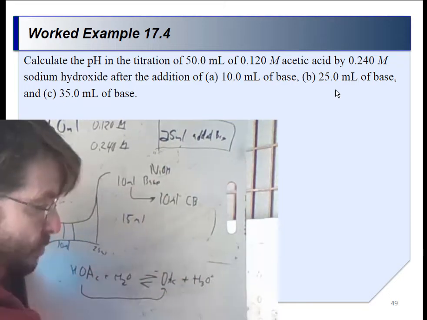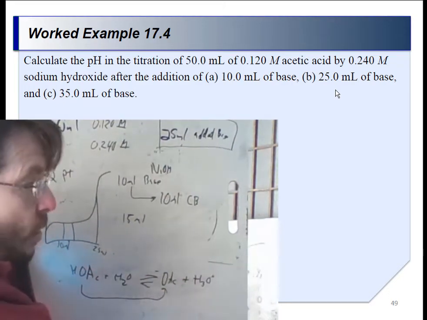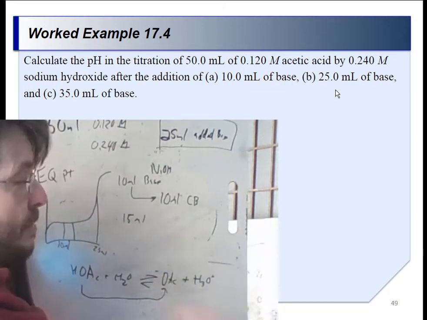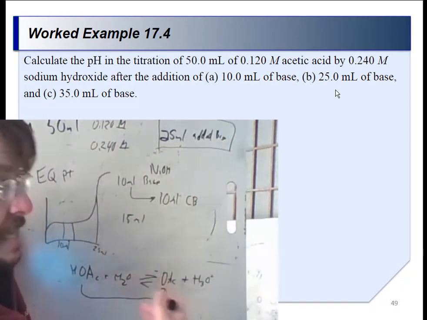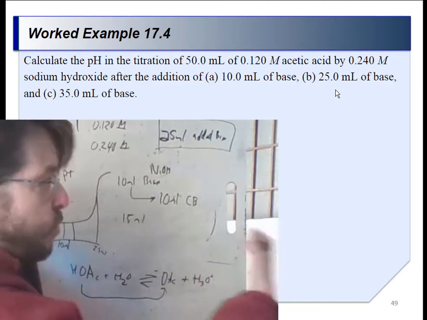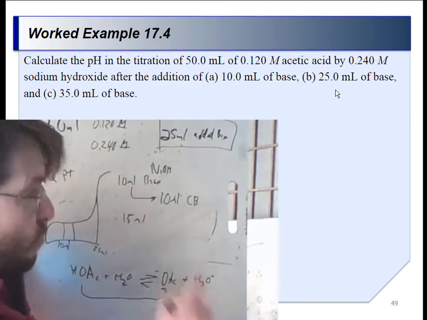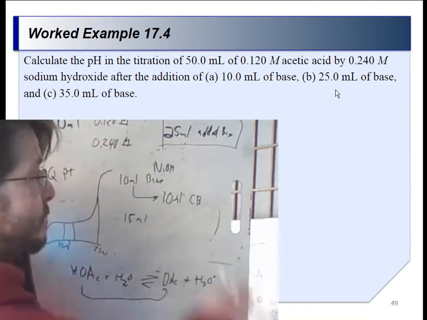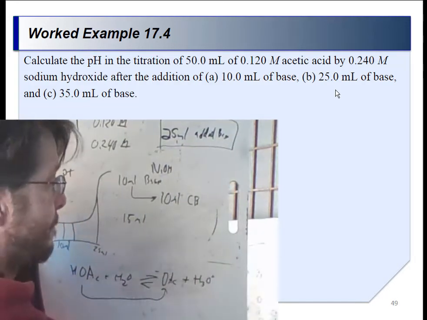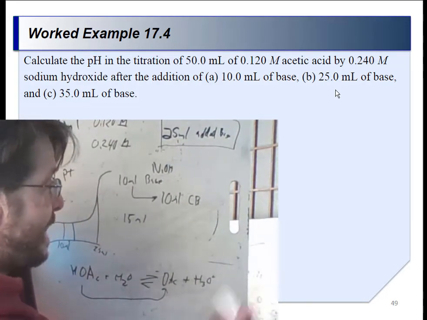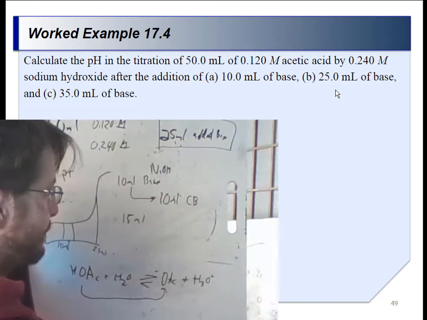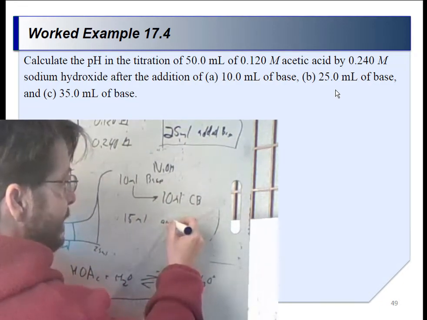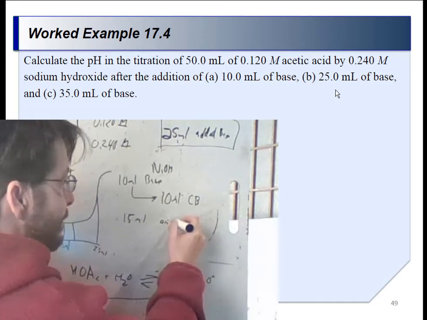Again, this is a conceptual idea. You can convert it all to moles if you like, and the process would be exactly the same. But this is a time saver. We can think of it in terms of equivalents. How many equivalents have we added? To add one equivalent of base, we would have to add 25 mils. And so to add a third of an equivalent in this case, there are 15 mils of acid left, in this case the conjugate acid.